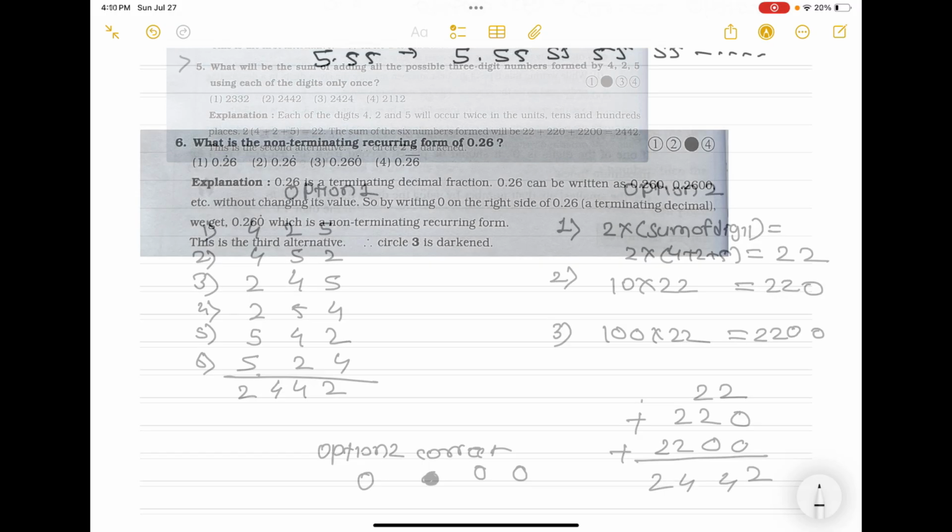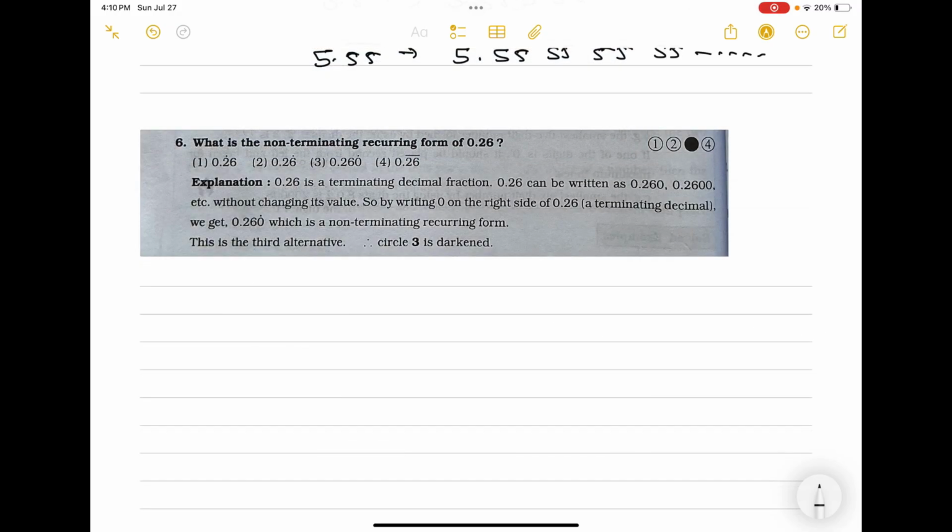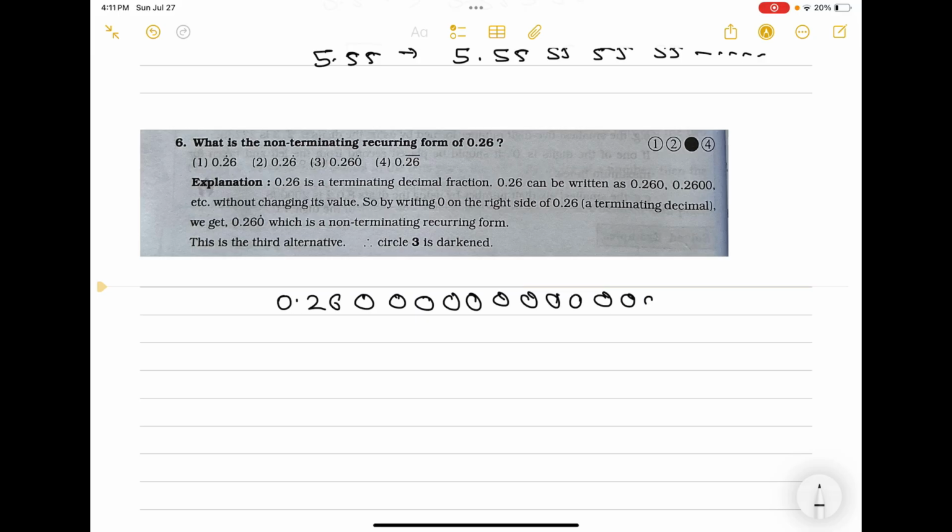from 4, 2, 5. So next question: what is the non-terminating recurring form of 0.26? Actually 0.26 is a terminating decimal fraction. That is terminating. There are no further decimal places after 0.26. To convert it into non-terminating, the only option is to add zeros. We can add any number of zeros: 0.26, then 0 0 0 0 0, n number of zeros we can add. So what is the number that is getting repeated?